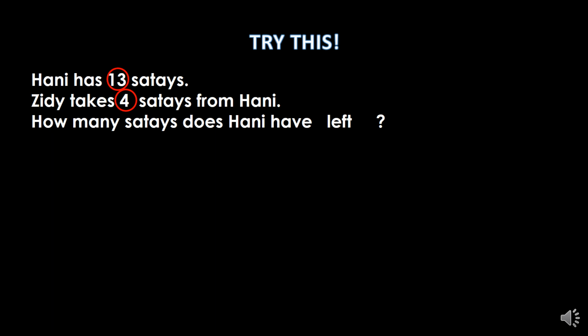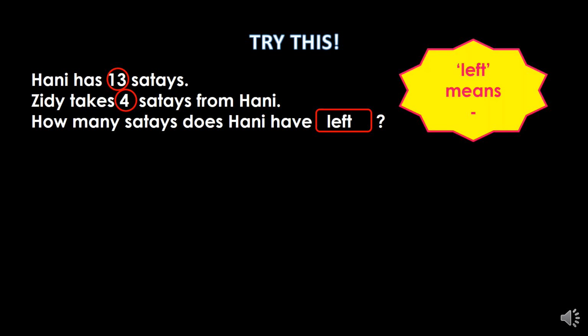Now let's identify the keyword in the question. Which one is the keyword? Left. Left means minus. What two numbers do you minus? 13 and 4.